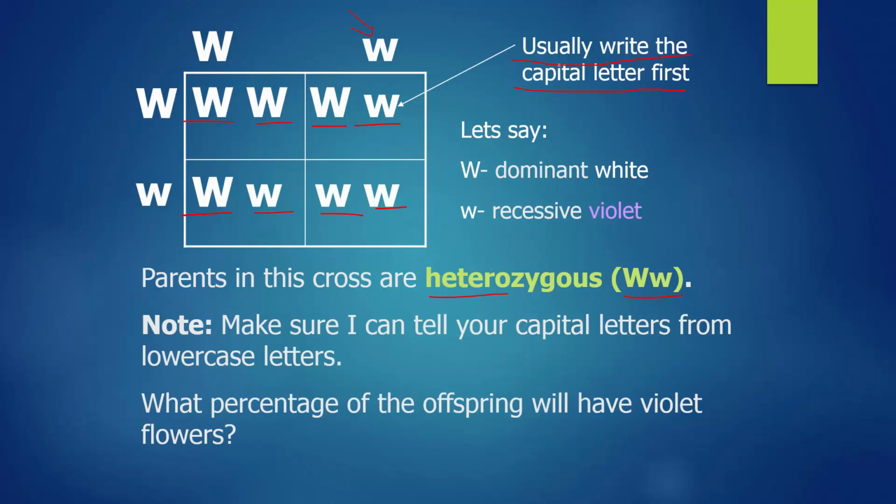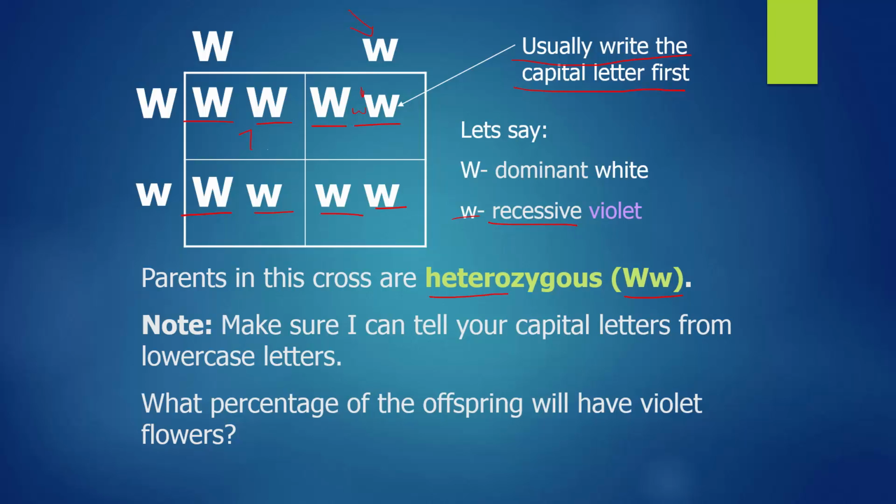Let's try another one. Make sure you can tell your capital letters from your lowercase letters, which you can see this is a little different. There's a little space here, but not a whole lot. So if I was going to handwrite this out, I maybe would make the W even smaller than that, somewhere around there. Okay? So what percentage of the offspring will have violet flowers? Remember, violet is the recessive trait, and to see the recessive trait, we must have both lowercase, the offspring must have both lowercase w's.